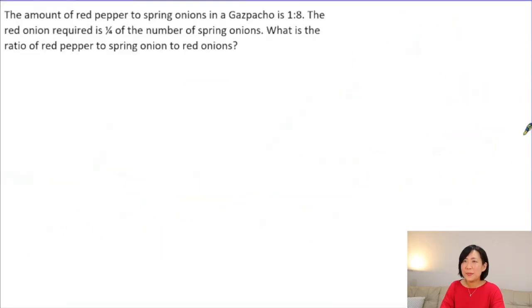Next question. The amount of red pepper to spring onions in a gazpacho is 1:8. The red onion required is 1/4 of the number of the spring onions. What is the ratio of red pepper to spring onion to red onions?